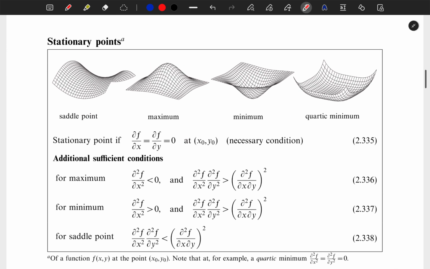Stationary points: del f del x equals 0, del f del y equals 0. Maxima when the value of the second derivative is less than 0. Minima when the second derivative is greater than 0. Saddle point when del 2f del x2 times del 2f del y2 is less than del 2f del x del y squared.